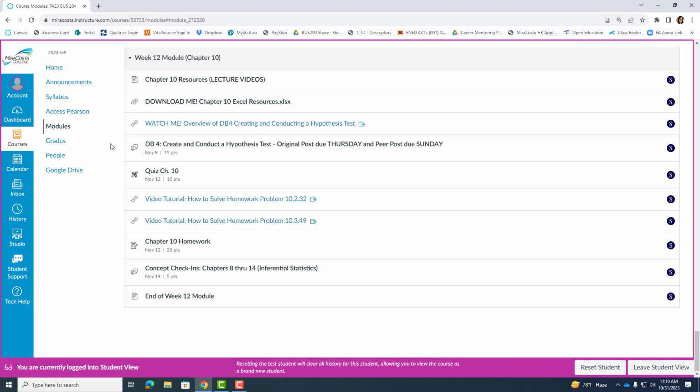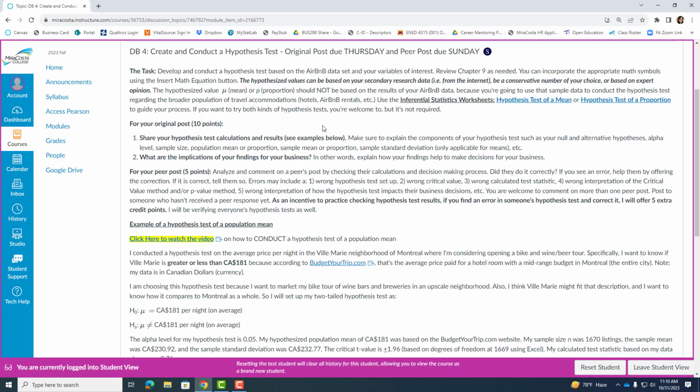So in chapter 9 last week, you learned about hypothesis testing, which we will continue to learn about and apply in these remaining chapters of the semester. So I'll go ahead and click on our DB4. So the task in this week's discussion board is to develop and conduct a hypothesis test using the Airbnb data set and your variables of interest.